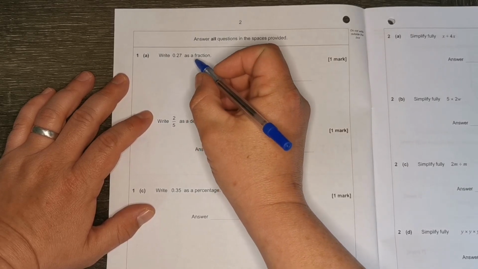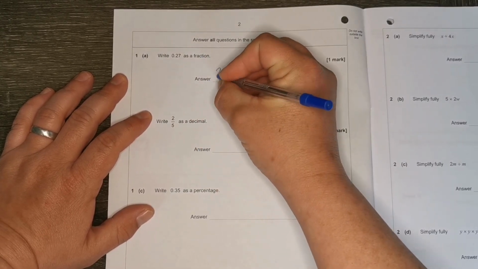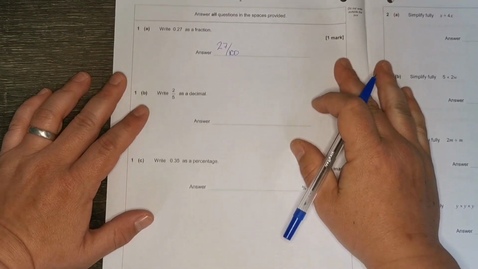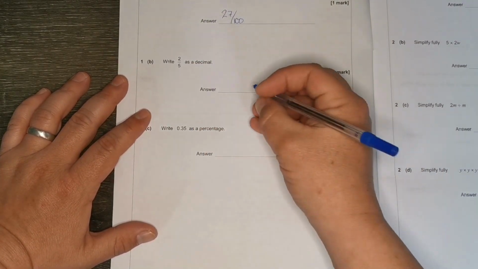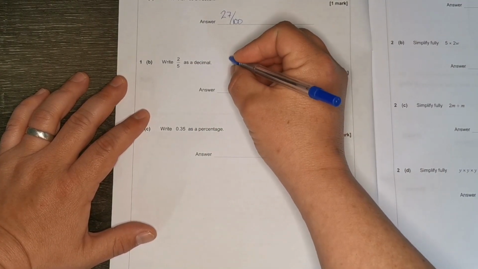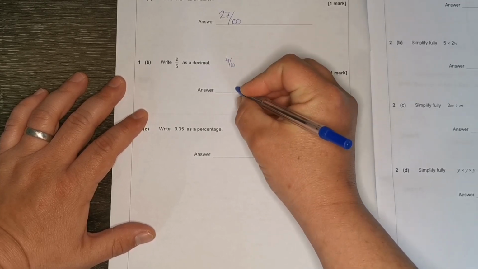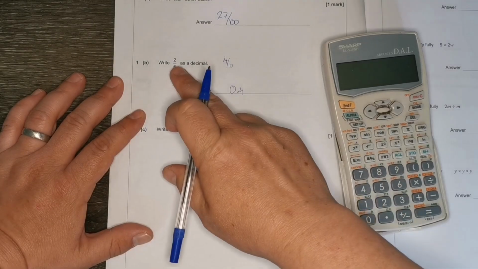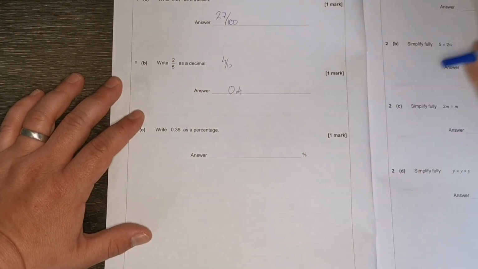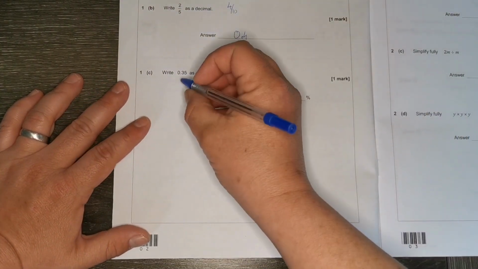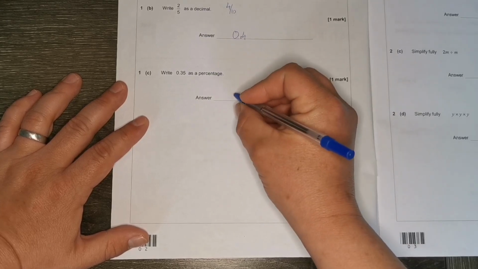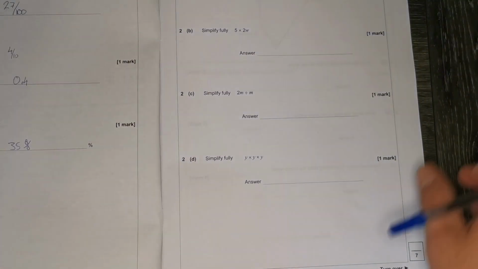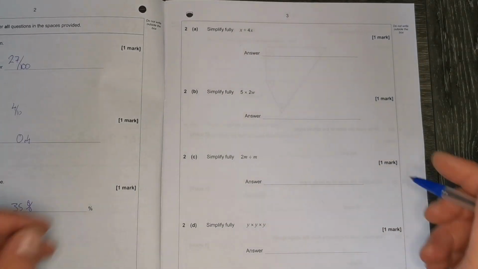Okay, so write 0.27 as a fraction, so that's going to be 27 over 100. Write 2/5 as a decimal, 2/5 as a decimal is the same as 4/10, so that'd be 0.4. Here's a calculator paper, so I could have just put that in and pressed to change it to a decimal. Write 0.35 as a percentage is 35%. Nice and easy so far, hopefully.